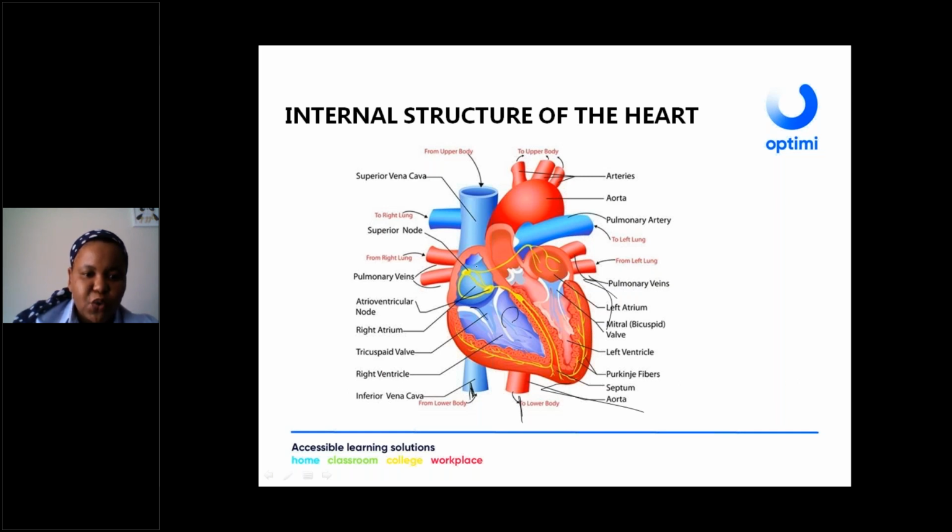Deoxygenated blood will flow into the atrium. As soon as it is filled, it will start to contract. As it contracts, the valves will open, allowing the blood to flow into the ventricle. As soon as the blood gets into the ventricle, the valves close so that the blood does not travel back into the atrium. When the ventricle is filled, the blood is forced into the pulmonary artery.